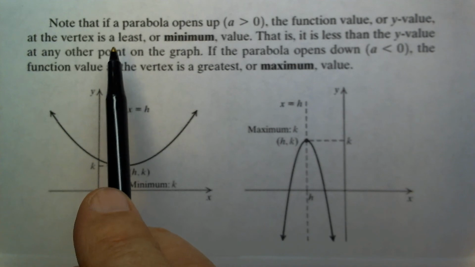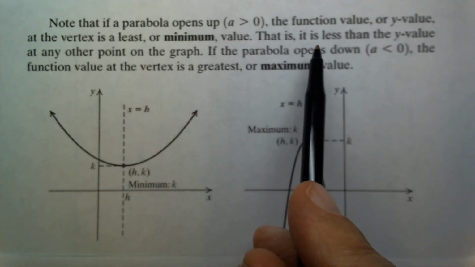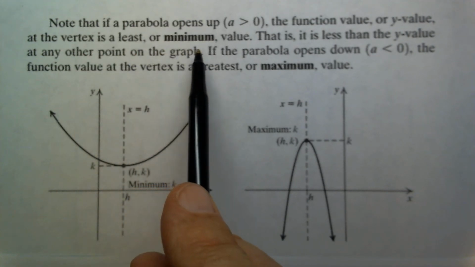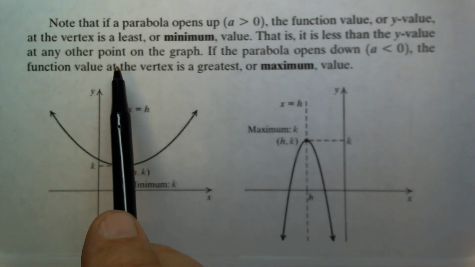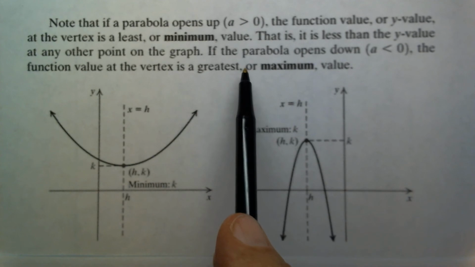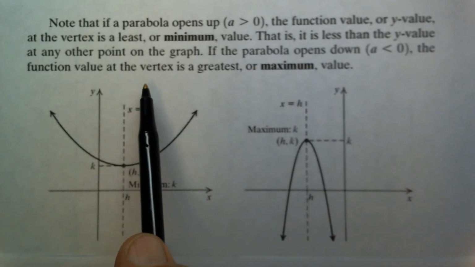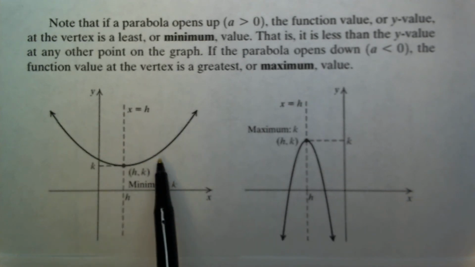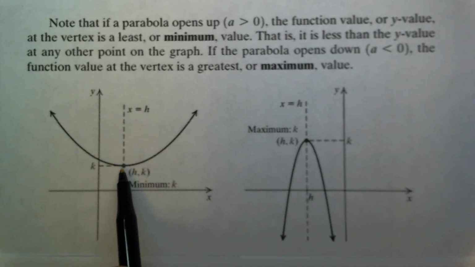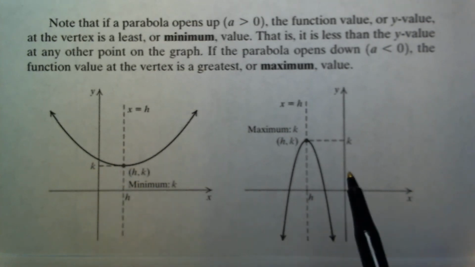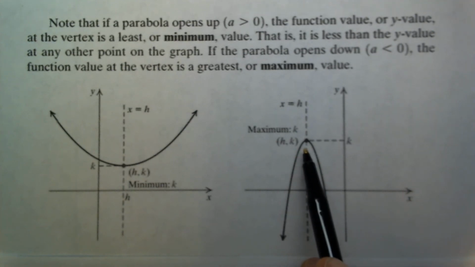So phrased differently, note that if a parabola opens up, where a is greater than 0, the function value or y value at the vertex is the least or minimum value. That is, it is less than the y value at any other point on the graph. On the other hand, if the parabola opens down, when a is less than 0, the function value at the vertex is the greatest or maximum value. So here we have an upward opening parabola, and so the vertex is at a minimum, where k itself is the minimum function value. Here we have a downward opening parabola, and so here k is the maximum value of the function, where (h, k) are the coordinates of the vertex. So this is basically a graphical representation of what was discussed on the previous page in a more abstract way.